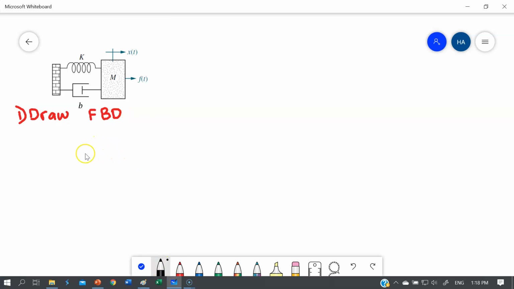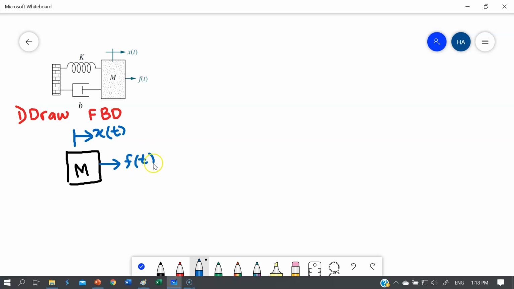Here we have a mass M, and you have the displacement of the mass, which is x of t, and we also have the input, which is f of t. Now the next thing to draw in this free body diagram is the reaction forces. So here we have the reaction force due to the spring, the reaction force due to the damper, and also the reaction force due to the mass.